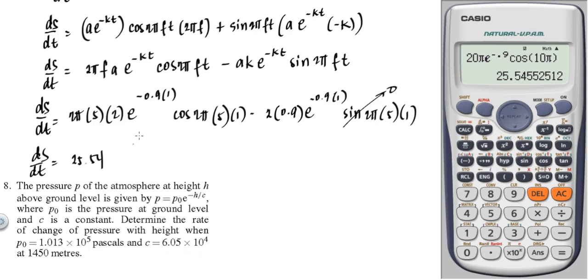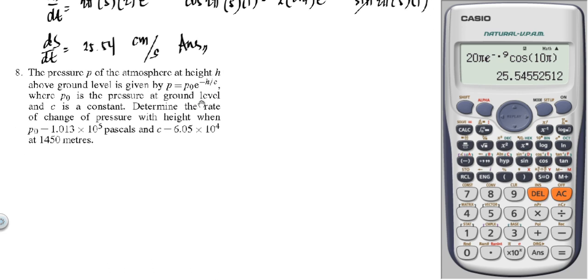Okay, 0 na to, no? So meron tayo, what is the unit? Velocity yan. So, we have centimeter per second, no? So, yan yung displacement natin, or the rate of change, or the velocity. Yan, 25.54. So, this is your answer. Okay, so there. How about number 8?